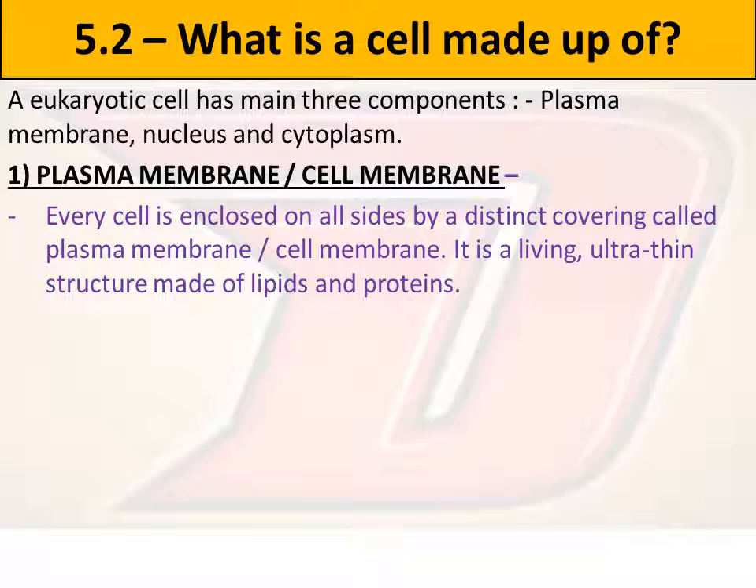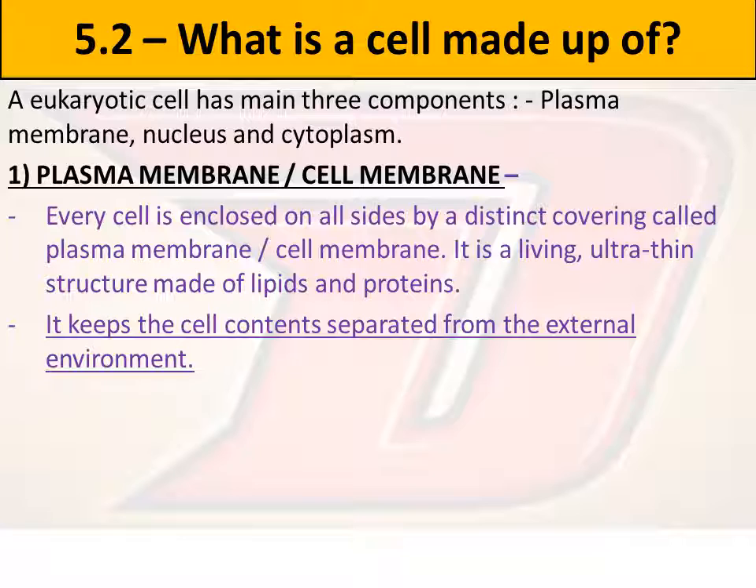Every cell is enclosed on all sides by a distinct covering called plasma membrane or cell membrane. It is a living, ultra thin structure made up of lipids and proteins, and even some quantity of carbohydrates are also present, but mainly it is made up of lipids and proteins. Here you can compare this plasma membrane as a kind of gate, the way we have at our home. It keeps the cell contents separated from the external environment.